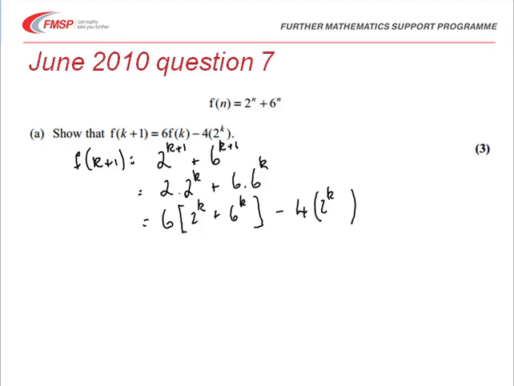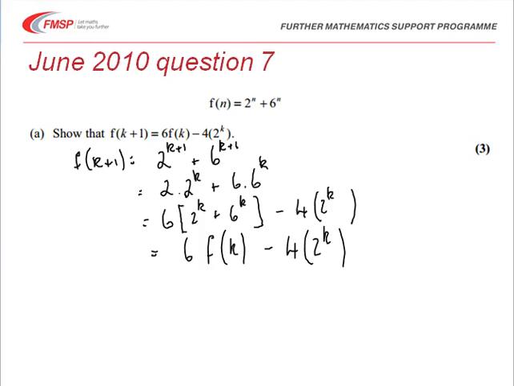So I've written 2 to the power k there instead of 2 to the power k plus 1. So what we there have is 6 times f of k and minus 4 times 2 to the power k. In other words, we've proved what we've been asked to.